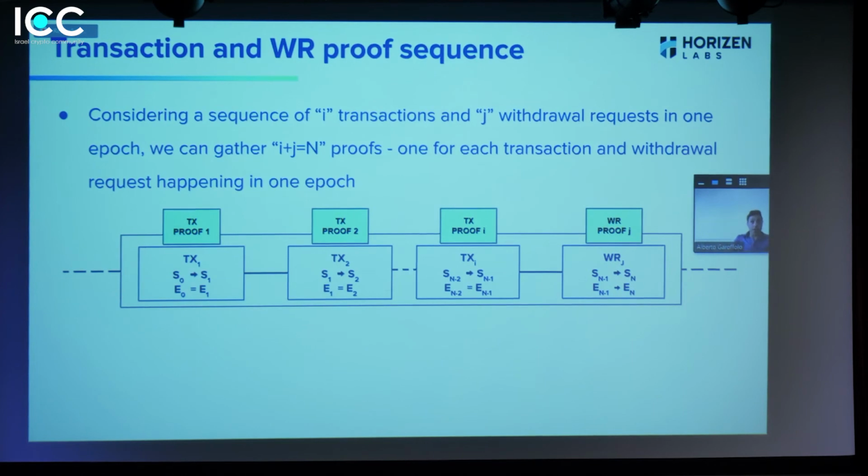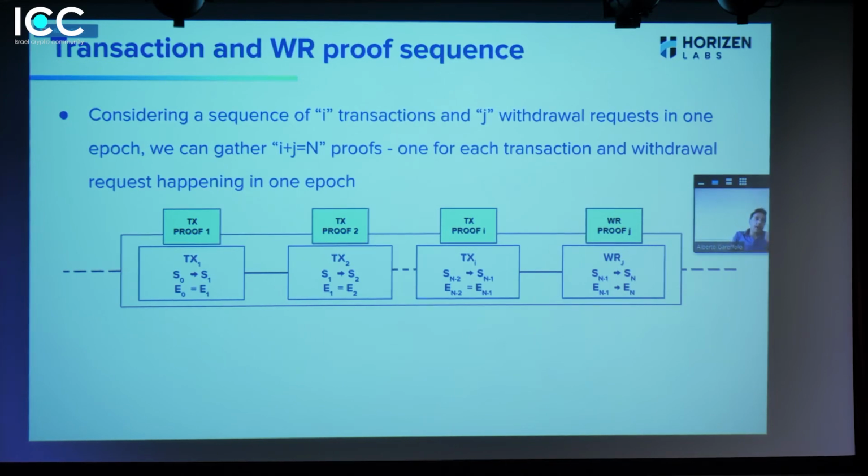Okay, now we can put together these two things. We have the transaction proofs that we saw previously, and we have also the withdrawal request proof. As you can see now, we are also seeing here for the transaction proof that we also keep track of the backward transfer tree. So we have S0 to S1, for example, and E0 to E1.